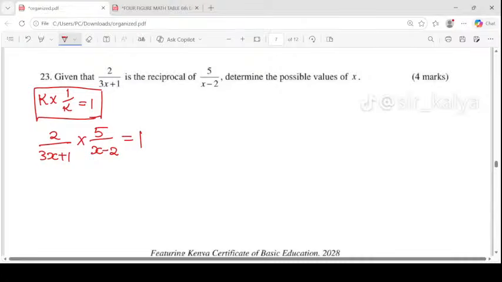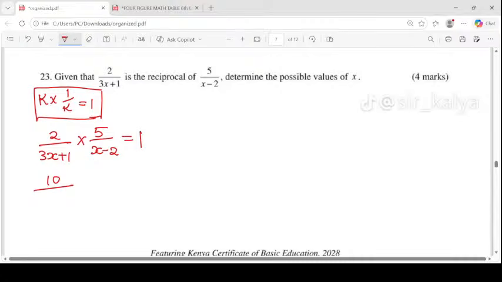That is something very simple. This means that when you look at it well, let me see what we can do here. Let us just multiply 2 times 2. This will become 10 all over. I'm having here 3x plus 1 times x minus 2.